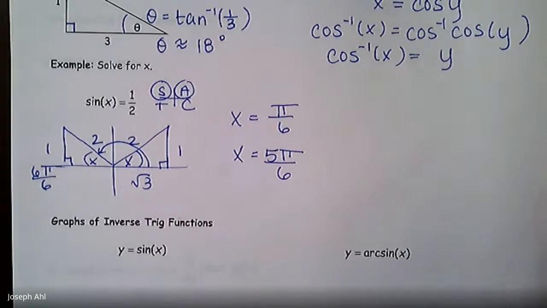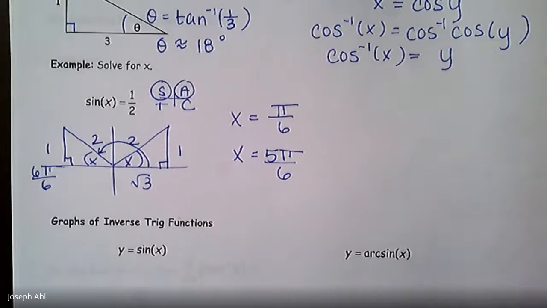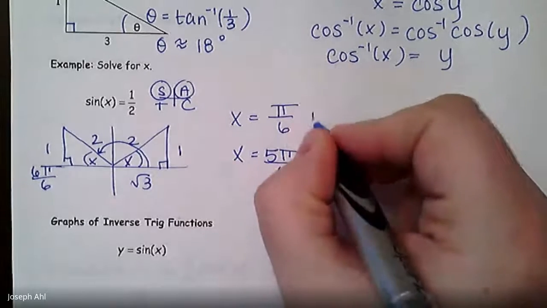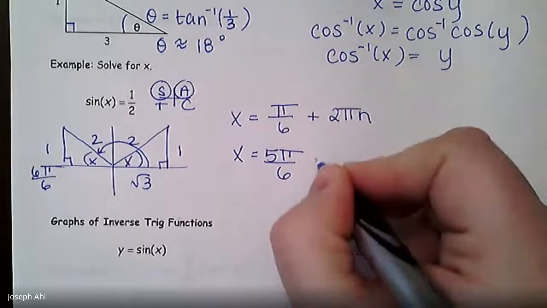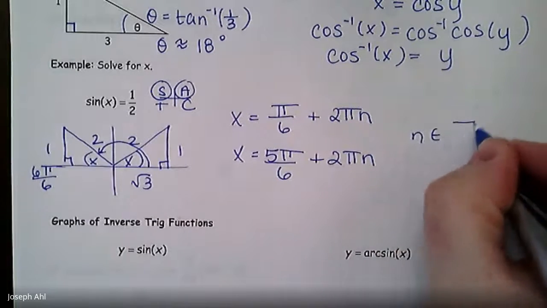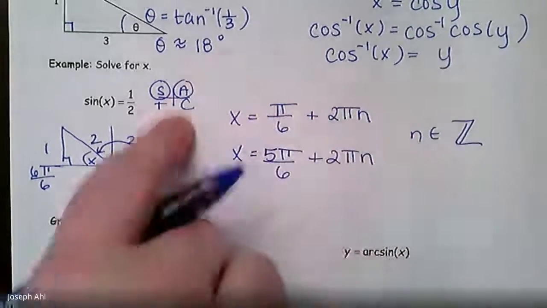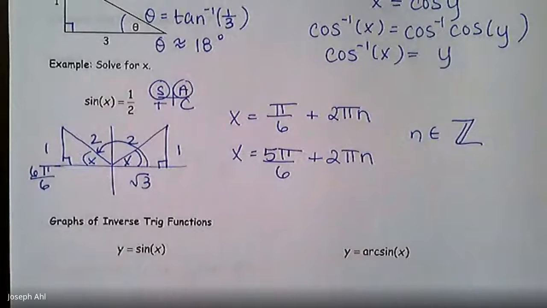If we somehow wanted to represent the solutions over the entire domain of the function, we would then add on the period of 2 pi, and we would attach an extra parameter n next to it, where n is some integer. So if we would add on 2 pi and add on 2 pi, or subtract 2 pi's, we'd get to an infinite number of answers that technically would satisfy the equation sine x equals 1/2.